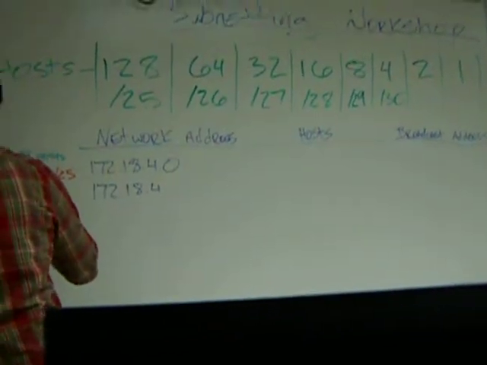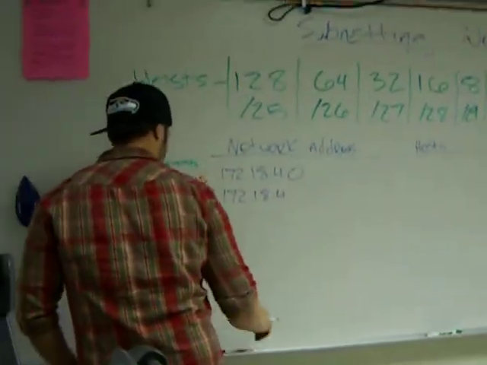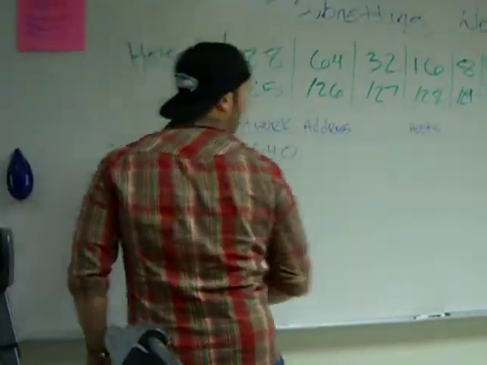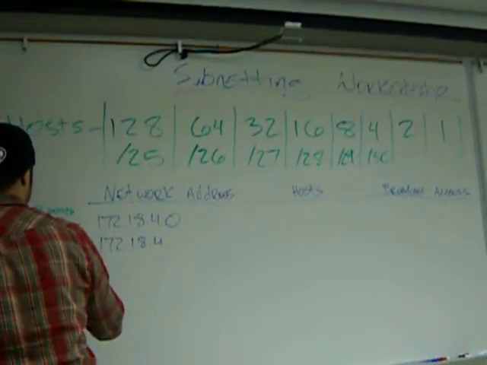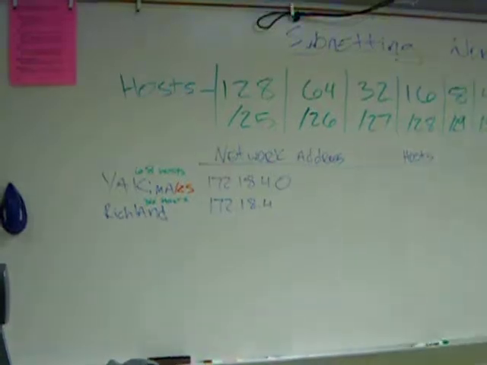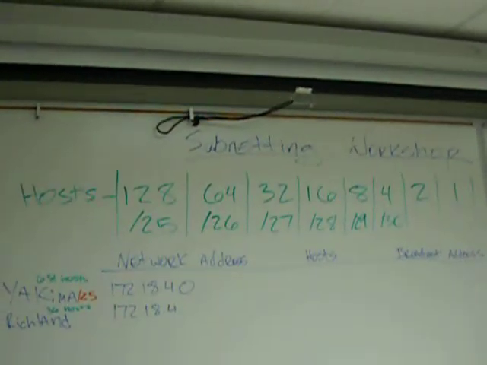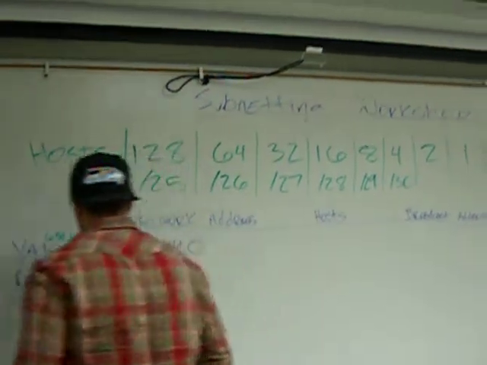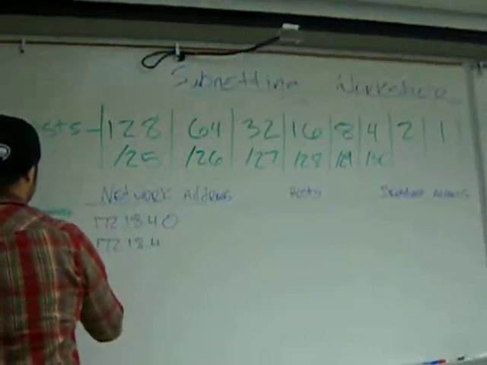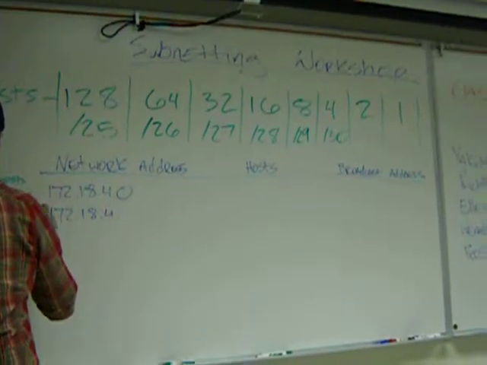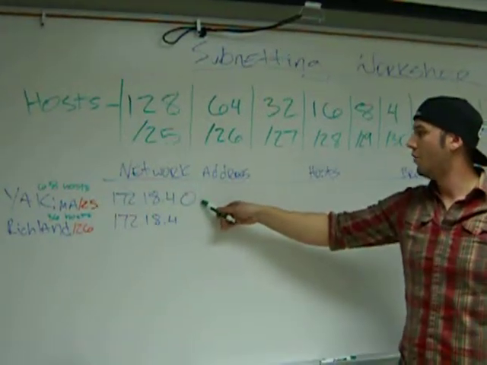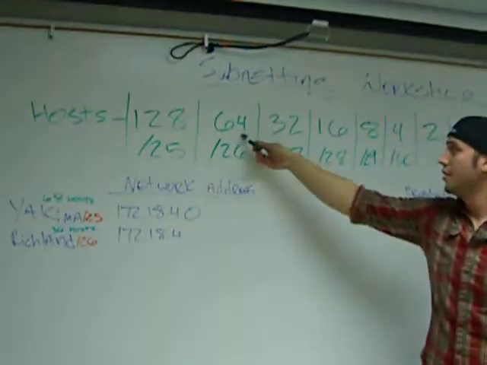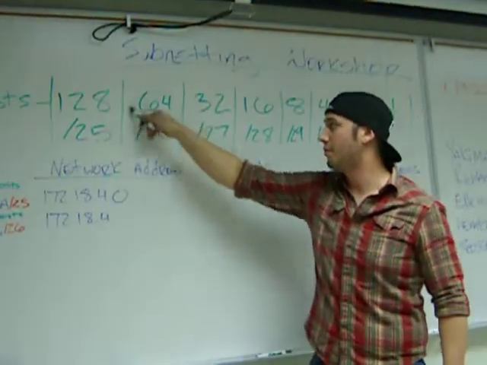Okay. Next one is Richland. Richland is going to be 36. Which one of those is going to support 36 hosts? 64. So, you see that 64 is /26. So just for reference, okay. All we have to do is say, okay, /26, 64, since it's 36 hosts, and that's what's going to support it.